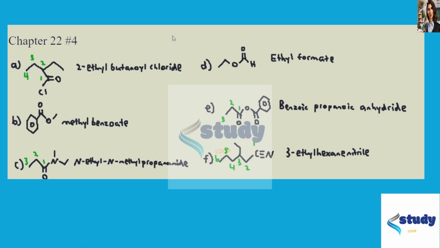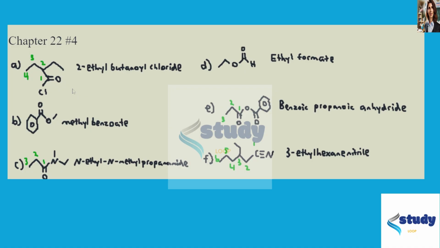This is the answer to Chapter 22, problem number 4 from the Smith Organic Chemistry textbook. This problem is just asking us to name 6 molecules that we've been given with either IUPAC or common names. And so these are all carbonyl derivatives, and there are some different rules and naming conventions depending on which derivative of carboxylic acid we're talking about.